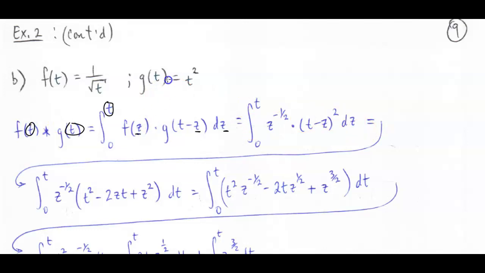Everywhere where we see t here, replace it with z for f. And then everywhere where we see t here, replace it with t minus z. So we do that. And then of course, here I'll go ahead and FOIL this out.